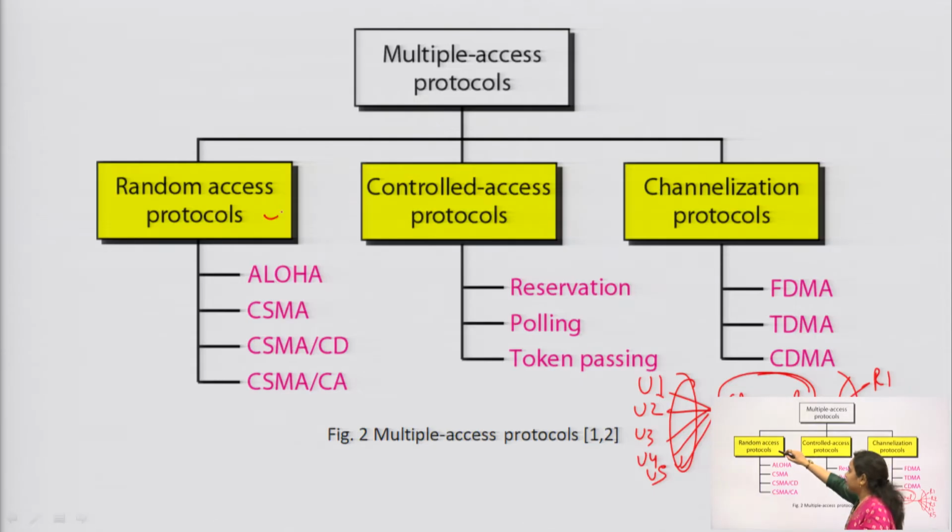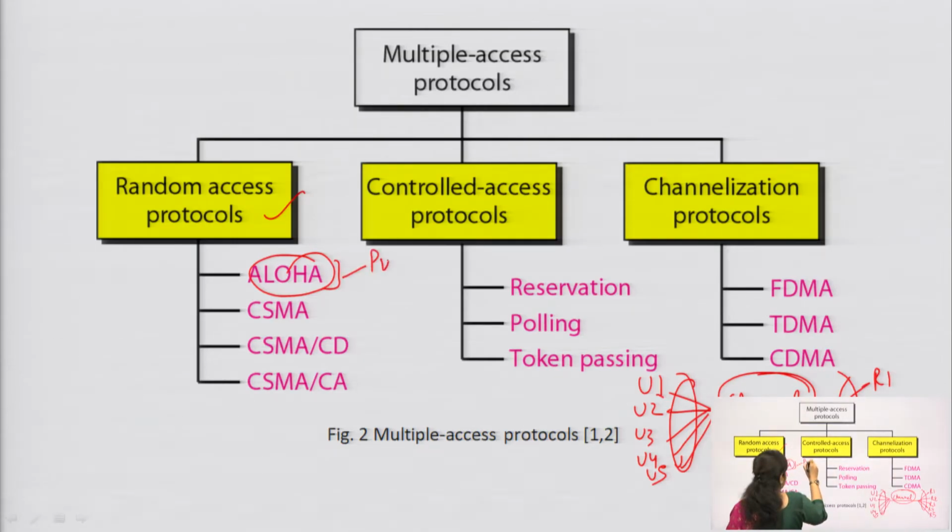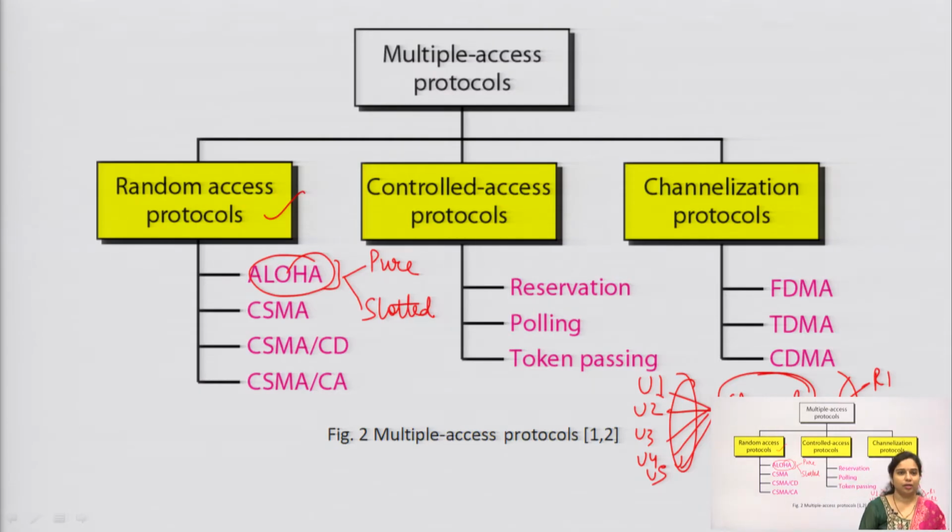So there are different types of protocols. The first one is the random access protocol. This we will discuss in today's lecture, that is ALOHA. There are two types of ALOHA: the first one is pure ALOHA, the second one is slotted ALOHA. You are going to see what ALOHA is and how the information is sent in ALOHA. This is a very interesting topic, how the data will be transmitted.